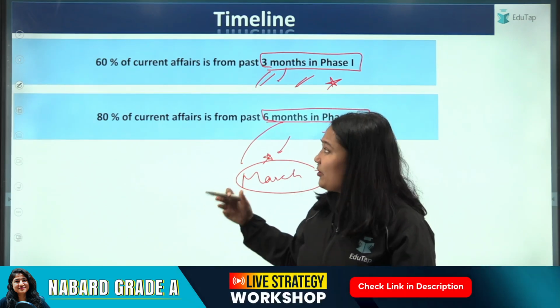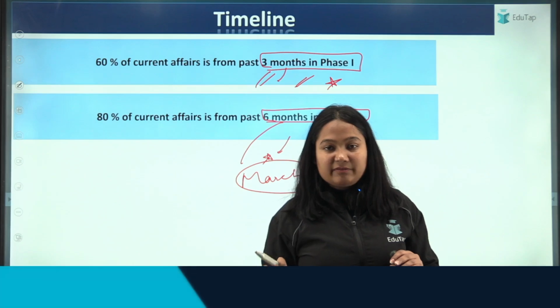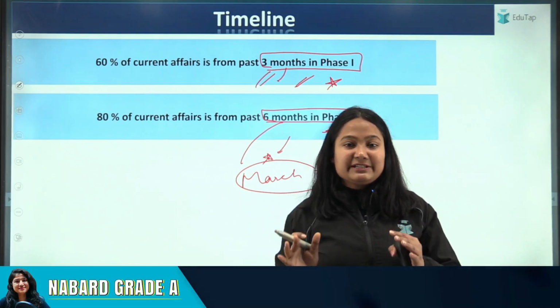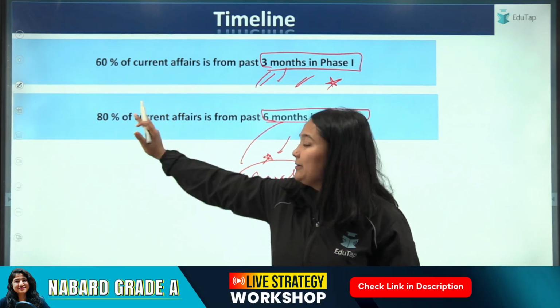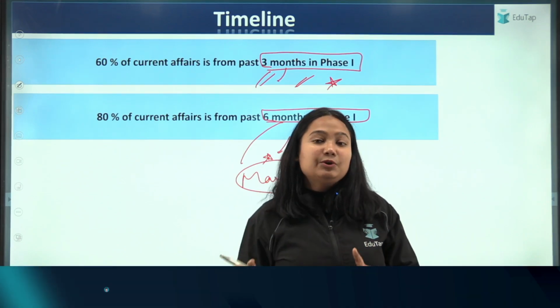And then you will be among the people who can only do 60% of the current affairs. If you want to make your chances of getting selected better, go for 80% of the current affairs, target 6 months of current affairs. Okay, so this you need to focus on first.